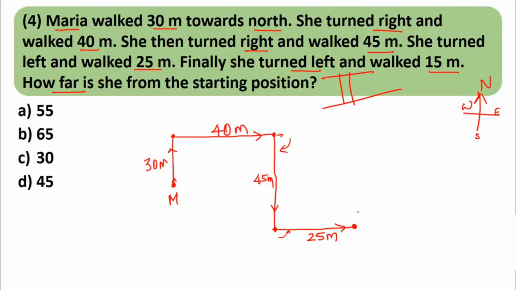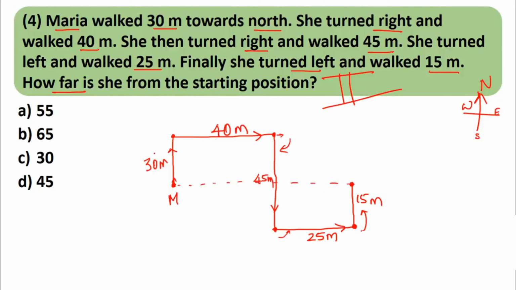Finally she turned left. Again she is turning left. That means turning like this, correct? So she is turning left and walking 15 meters. Okay, this is 15 meters. How far is she from the starting point? Okay, this is the starting point. This is the final point. We have to find how far is she from the starting point. That is, we have to find the distance between these points, right?